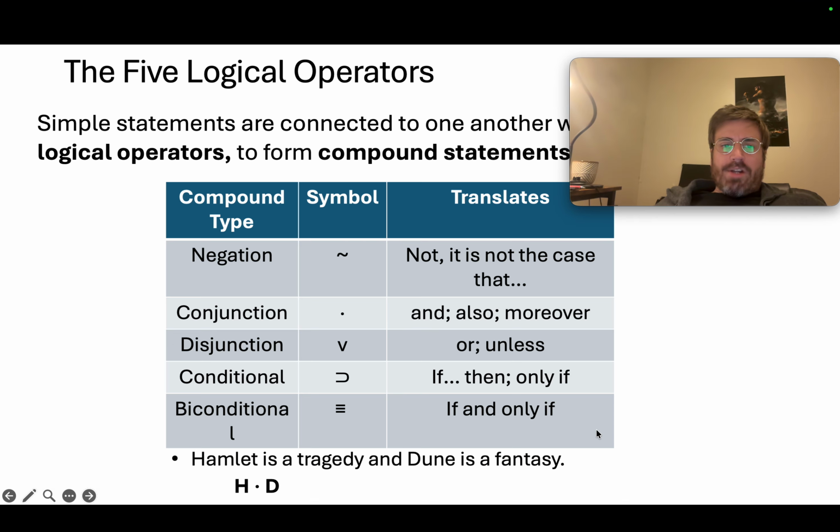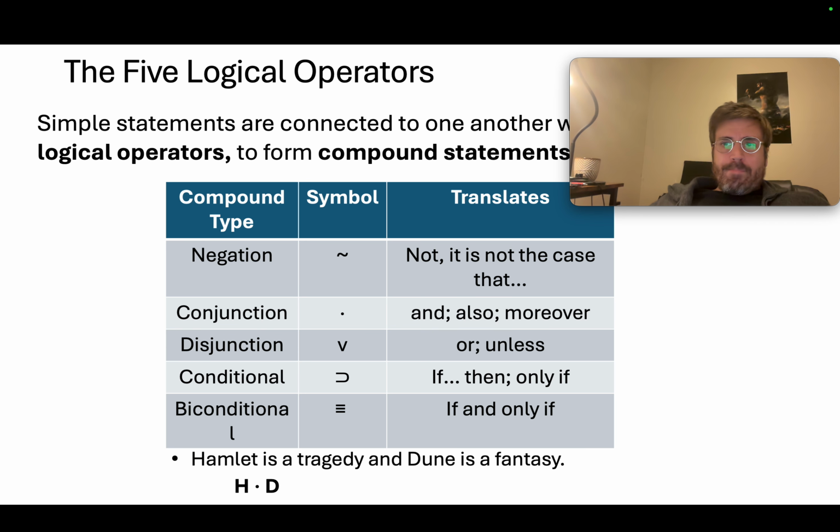So if we go to our example, Hamlet is a tragedy and Dune is a fantasy. We use H as a variable to stand in for Hamlet is a tragedy, and we use D as a variable to stand in for Dune is a fantasy, and we bring together those two variables with nothing more elaborate than the symbol dot to symbolize the connective and. So that is all we need to translate a sentence like this.